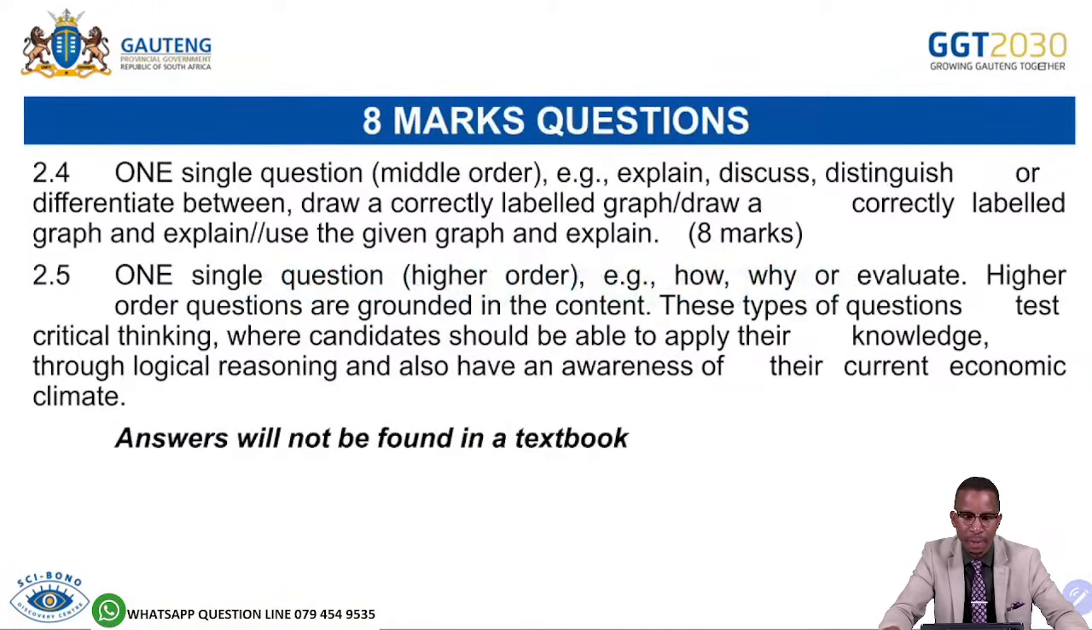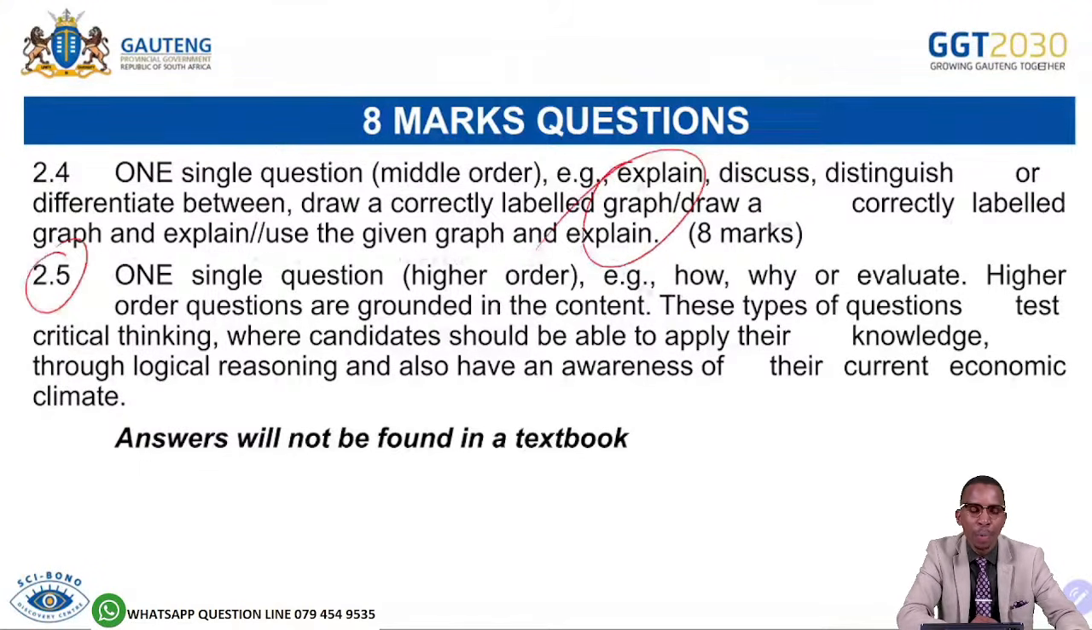And then we have 8 marks questions now where you need to really discuss. You don't list. 2.4, one single question, middle order, e.g. explain, discuss, distinguish, or differentiate between, draw a correctly labelled graph, or draw a correctly labelled graph and explain. Use the given graph and explain, 8 marks. So this is the content knowledge. It can be found in your book easily.